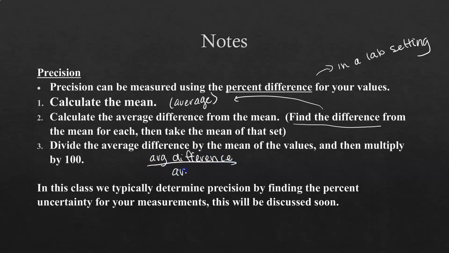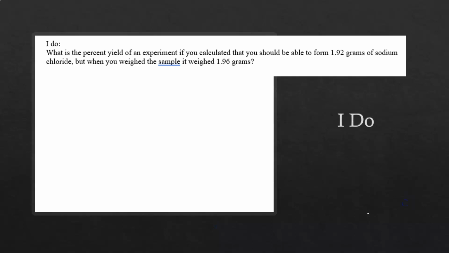And then you take your average difference divided by your average overall times 100 to get that. There is an example in the We Do section for this. In this class, we typically determine precision by finding the percent uncertainty for your measurements, which tells us this is in the lab. And this will be discussed soon.